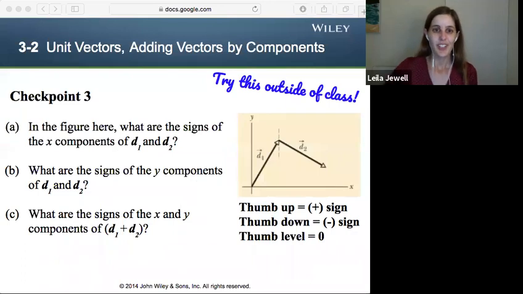All right, one more checkpoint here. I encourage you to try this one in your own time. So see if you can figure it out, and then you can check the answers in the slides. But for now, that is where we shall wrap it up.